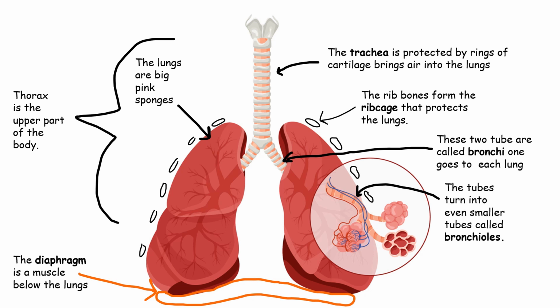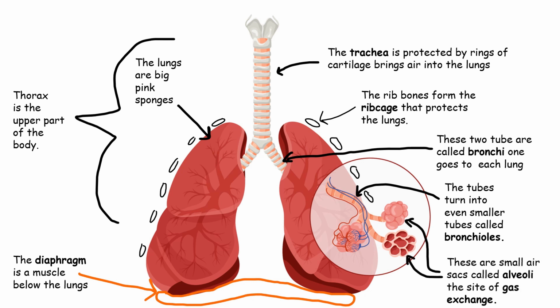And these tubes then end with the air sacs you can see here, and these are known as the alveoli. The alveoli are the site of gas exchange. Think of leaves at the end of trees on a branch. That's a little bit like how the alveoli are arranged. You have millions in each lung.